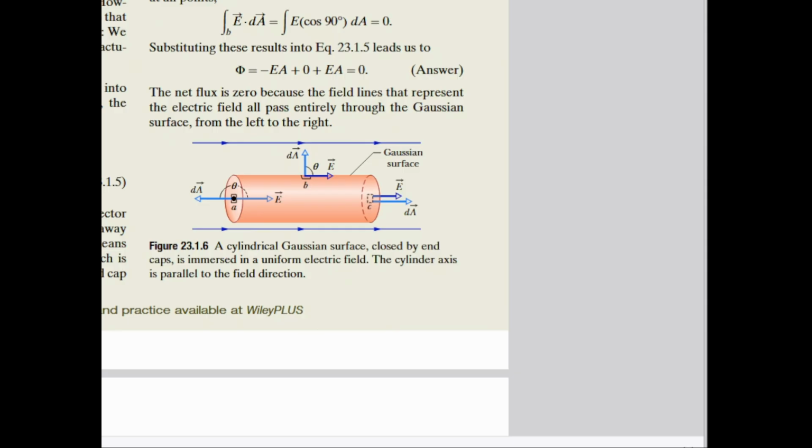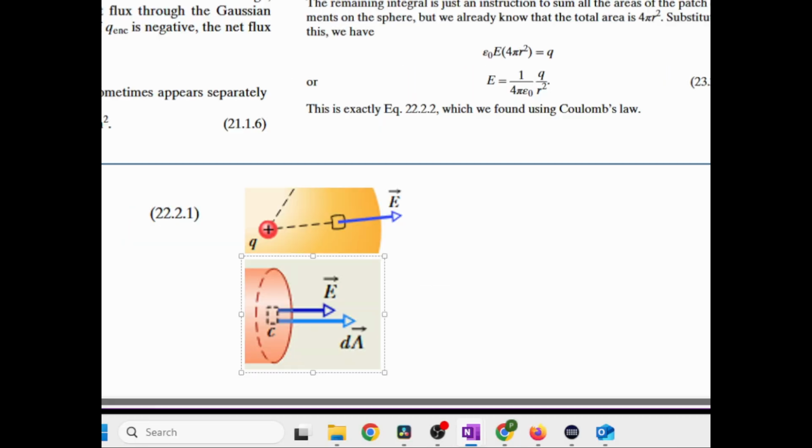The part that is important to us is reproduced here. Even though they look different, they share two important characteristics. First, the electric field is pointing outward. Second, the electric field is perpendicular to the surface element.